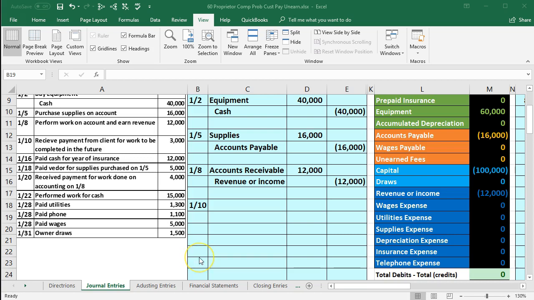In this presentation, we will continue on with our sole proprietorship comprehensive problem, recording the transaction on January 10th, where we have received payment from a client for work to be completed in the future.